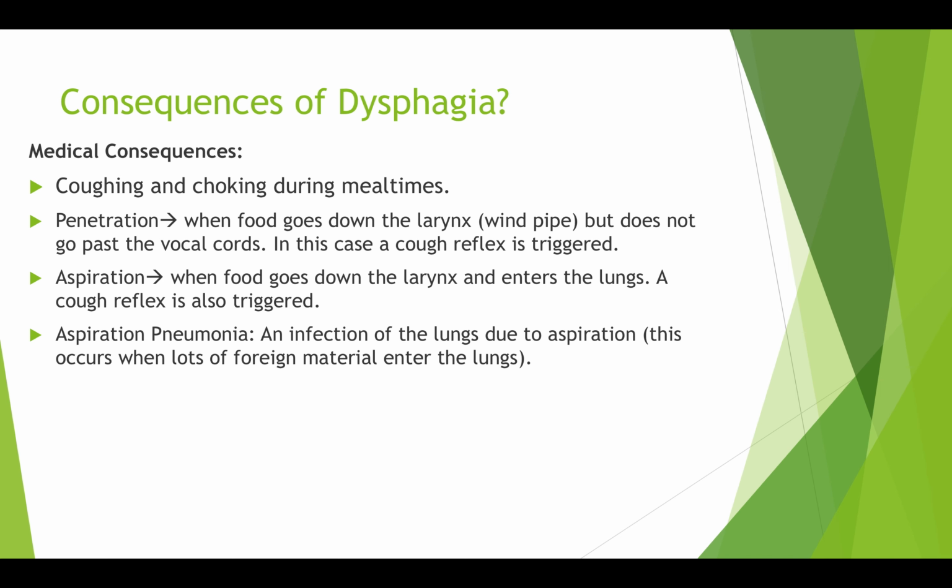Medical consequences of dysphagia. There can be coughing and choking during mealtimes, penetration, which occurs when the food goes down the larynx, which is the windpipe, but does not go past the vocal cords. In this case, a cough reflex is triggered. Aspiration occurs when food goes down the larynx and enters the lungs. A cough reflex is also triggered.